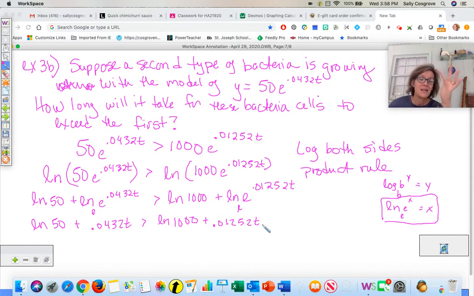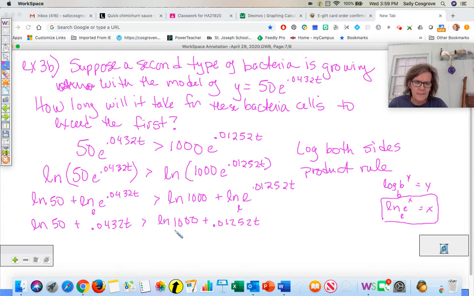So now, I know we still have that natural log of 50 going on, but it's really kind of procedurally Algebra 1. I'm going to get my natural logs on one side, and I'm going to get my t's on the other side, and then I'm going to divide. So I'm going to add and subtract, divide, and then I'll have the time.